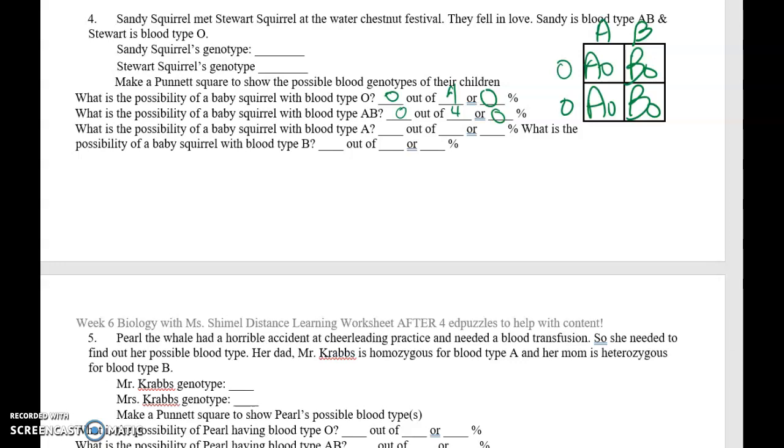However, there are 2 children and 2 children that end up with the AO and BO. So that is 2 out of 4, or 50%, that are blood type A, and there's also 2 out of 4, or 50%, that end up being blood type B from this Punnett square.